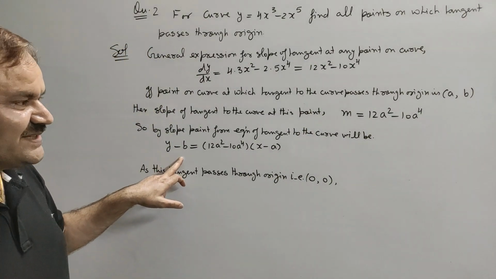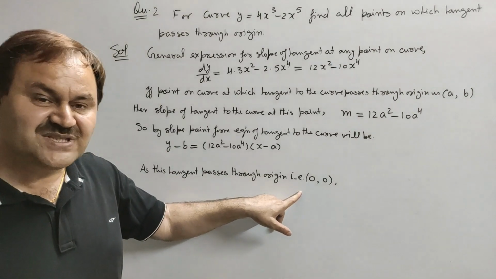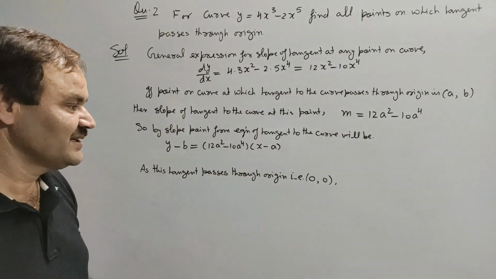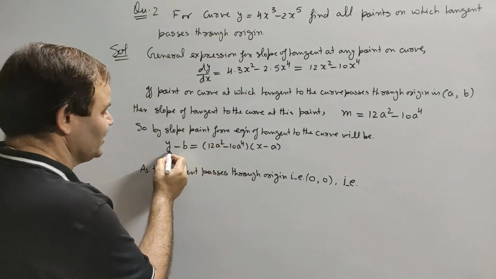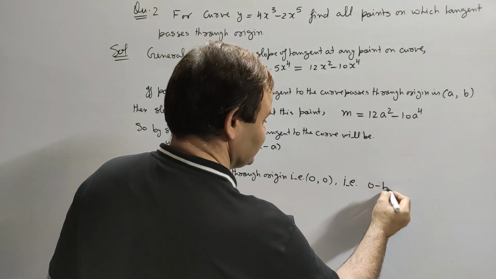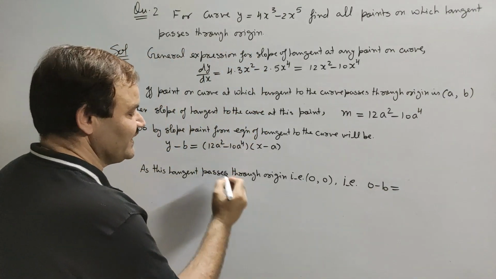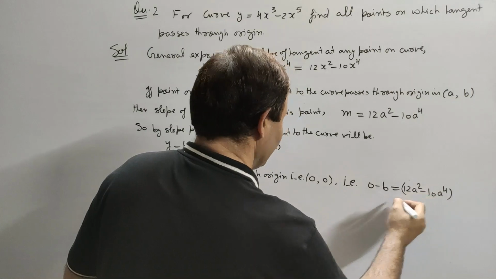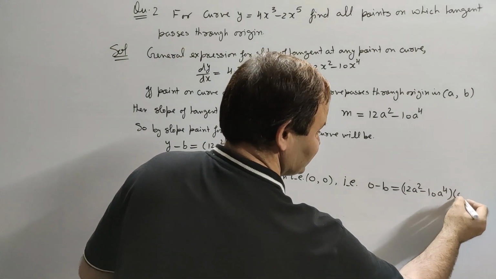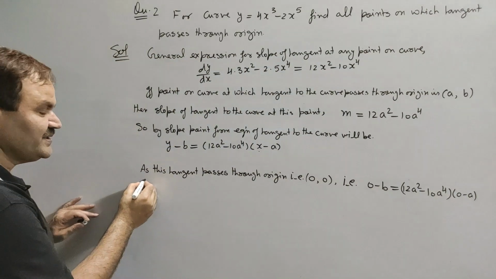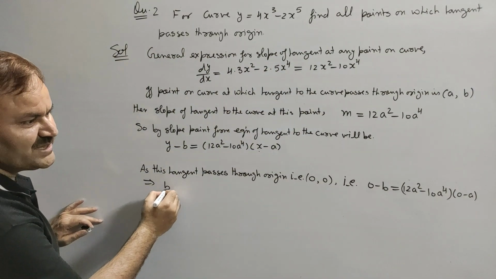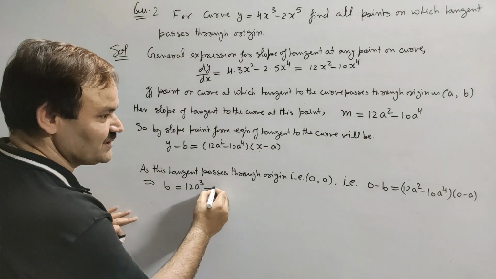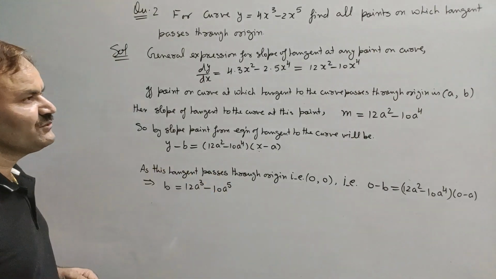Since this tangent passes through the origin, origin should satisfy the equation of tangent, that is 0 minus b must be equal to 12a square minus 10a to the power 4 into 0 minus a, and this implies b is equal to 12a cube minus 10a to the power 5.